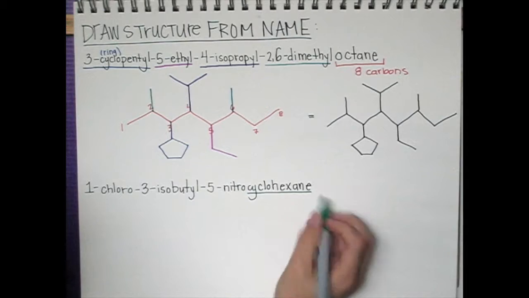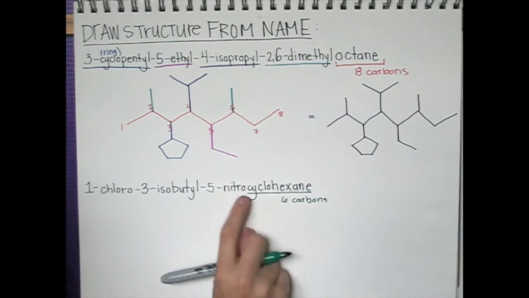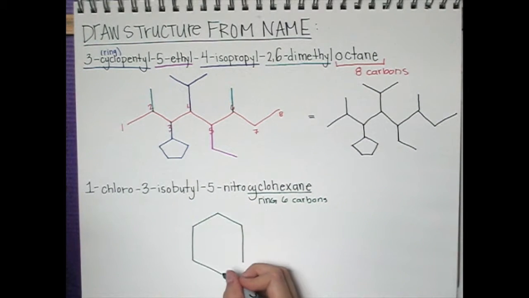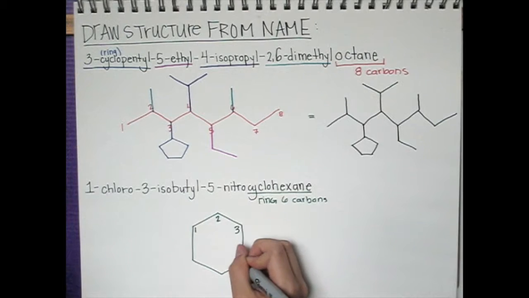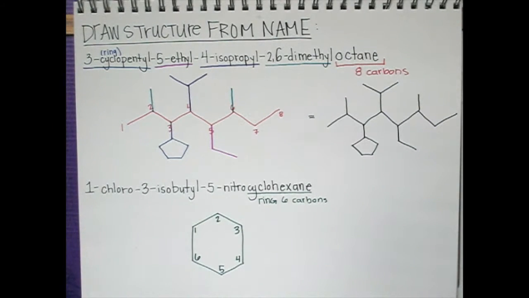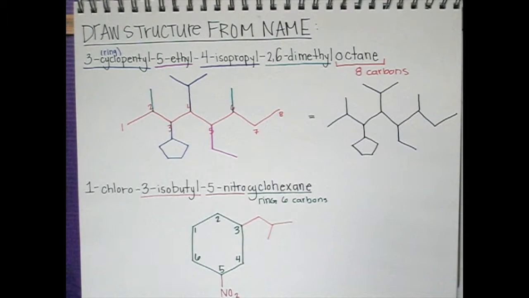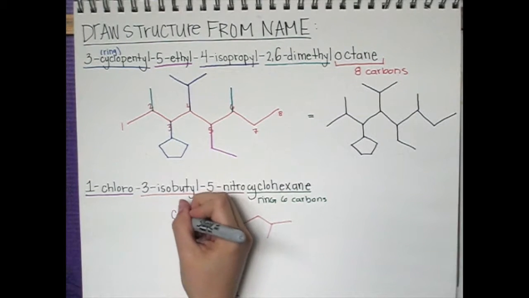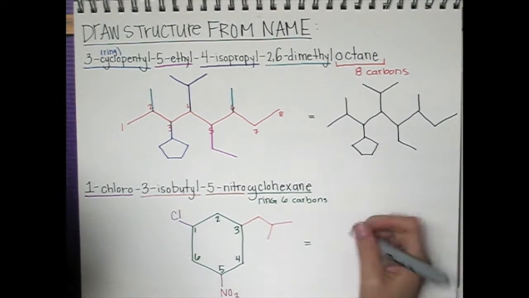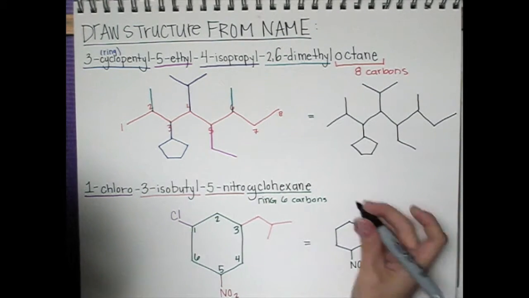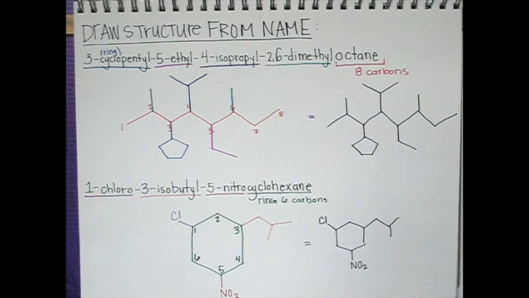Alrighty, let's do this other one. Cyclohexane, 6 carbons in a ring. Every corner is a carbon. I have 6 corners. I'm going to number it. On carbon number 5, I'm going to put an NO2 group for nitro. Carbon number 3, an isobutyl. And on carbon number 1, a chlorine. I'm going to draw it just in black for you. Perfect.